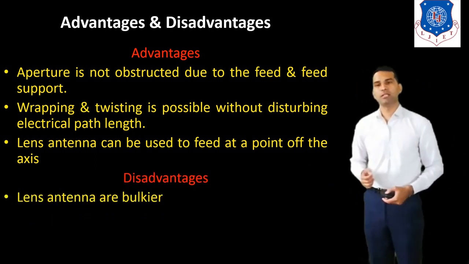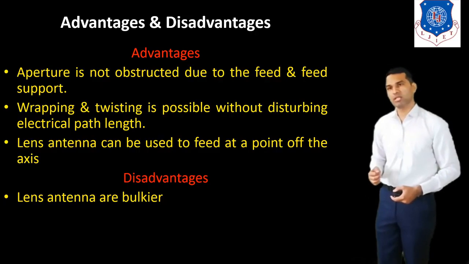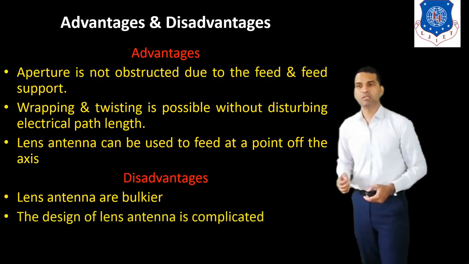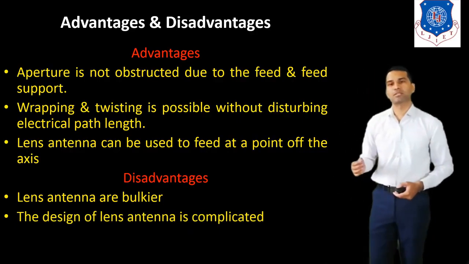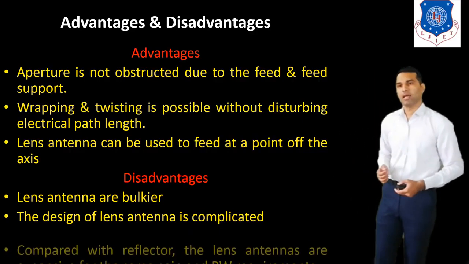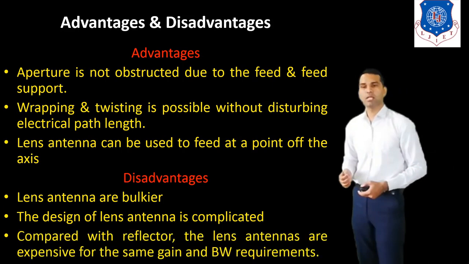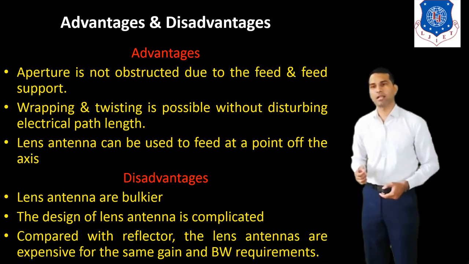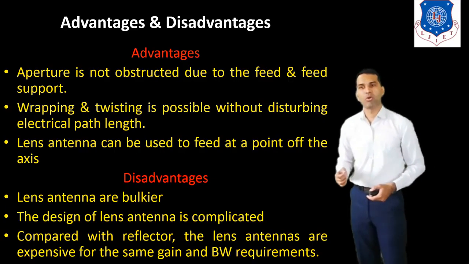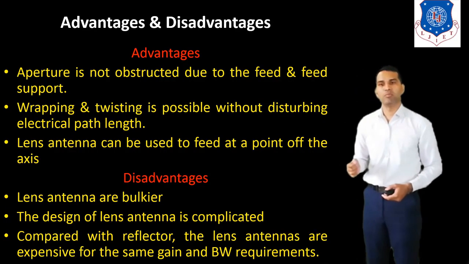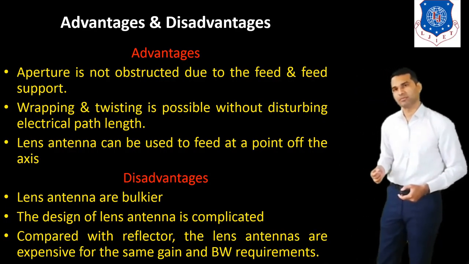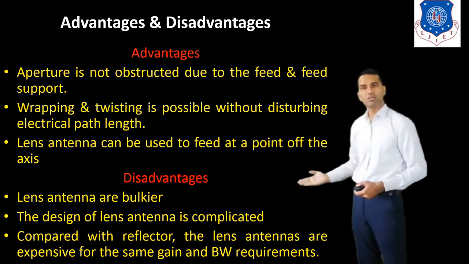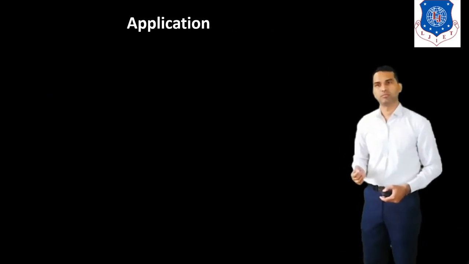Now there are some disadvantages. The first disadvantage of this antenna is that lens antennas are bulky. The second is that the design of the lens antenna is complicated. The third disadvantage is that, compared with reflectors, lens antennas are expensive for the same gain and bandwidth requirement. So these are the advantages and disadvantages of the lens antenna.